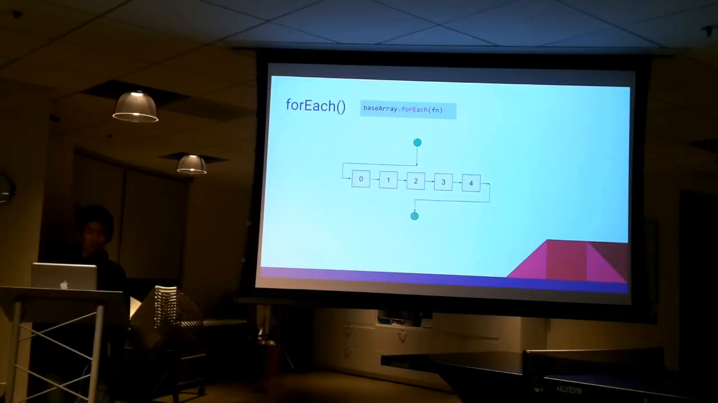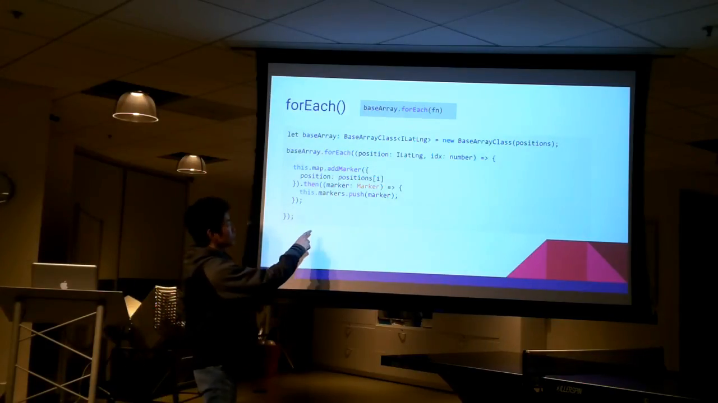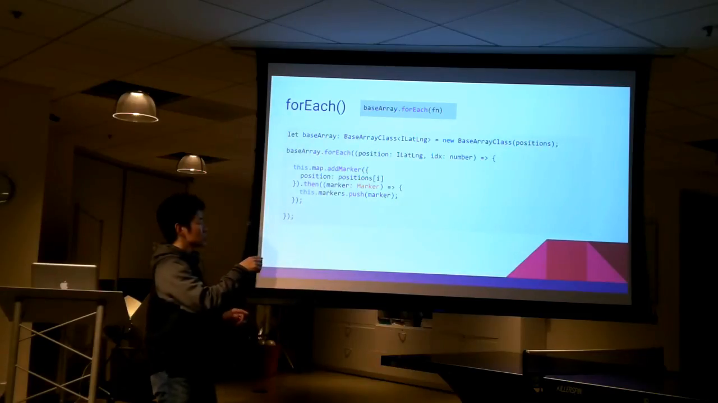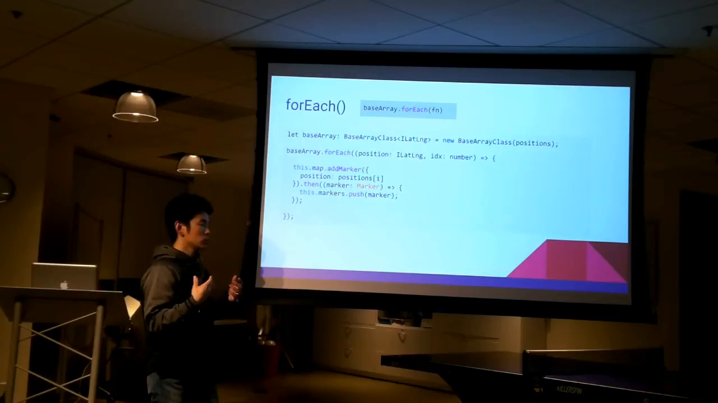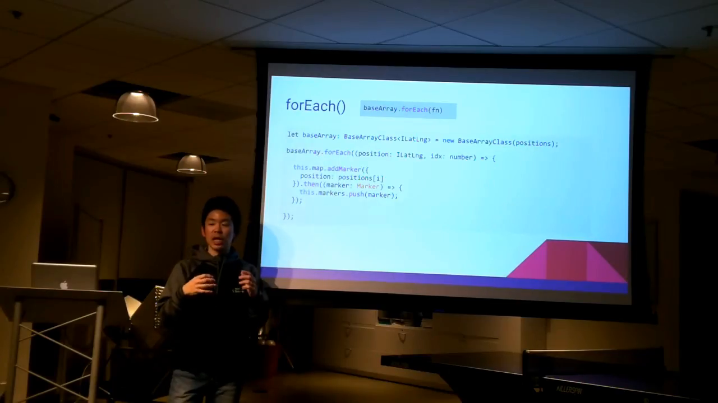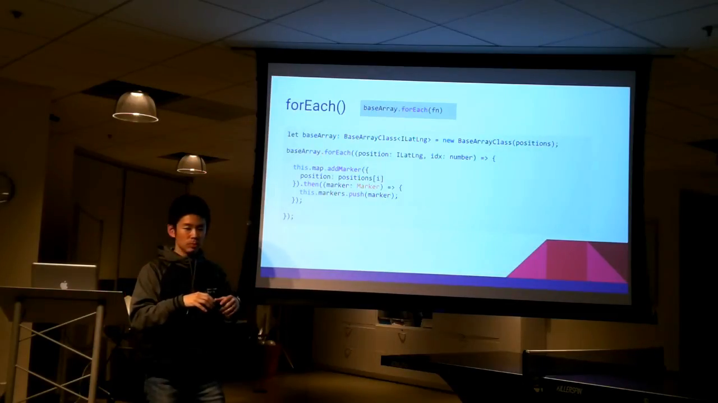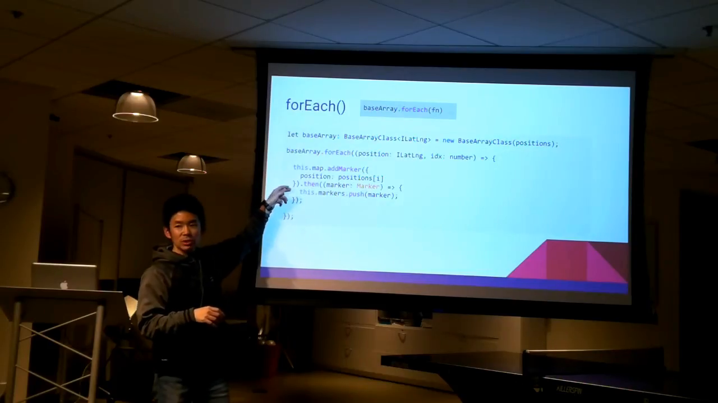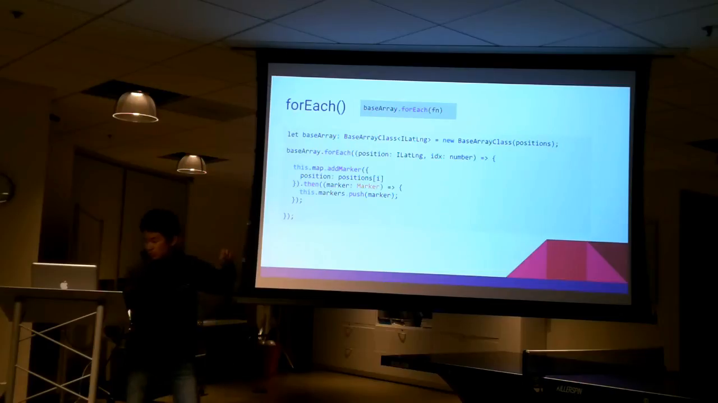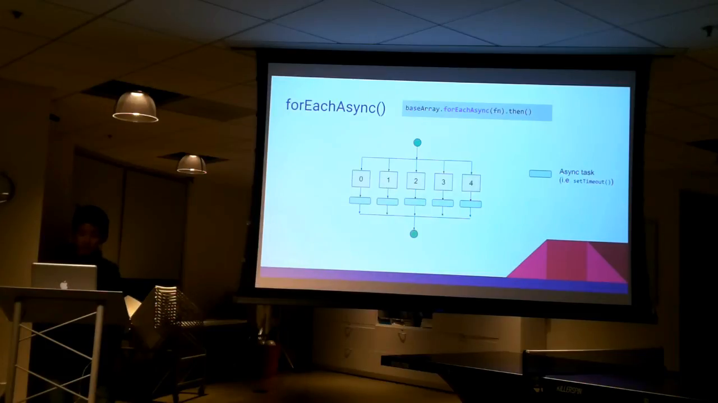For example, forEach is the same as a for loop, you can do it like this. But in this code, you cannot get the timing of when all markers are added. You have to count up or something like that here. But using forEach async, it waits for the method.